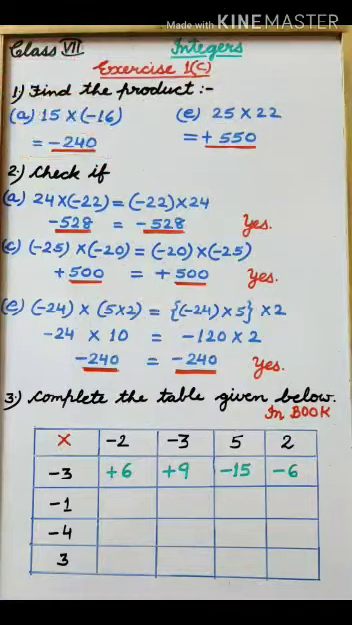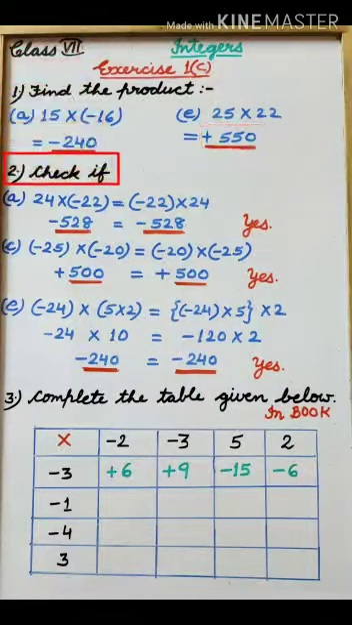Now its E part is 25 into 22. Both the integers are positive, so the answer will be positive. And 25 into 22 is equal to 550. So the answer is plus 550.